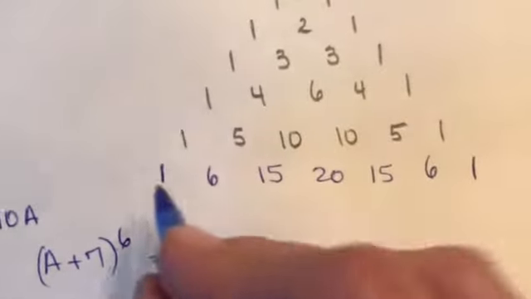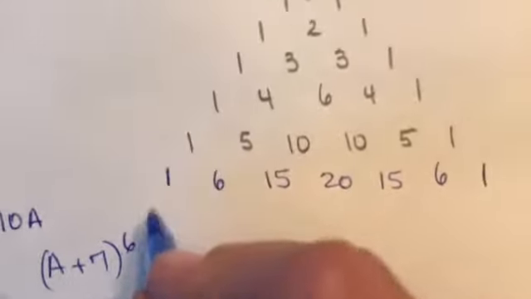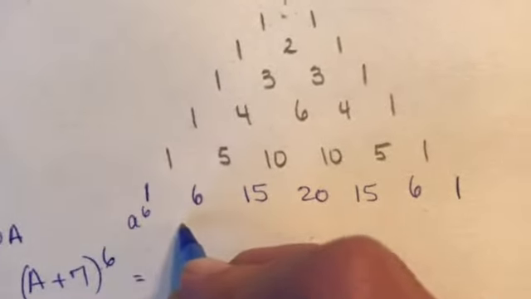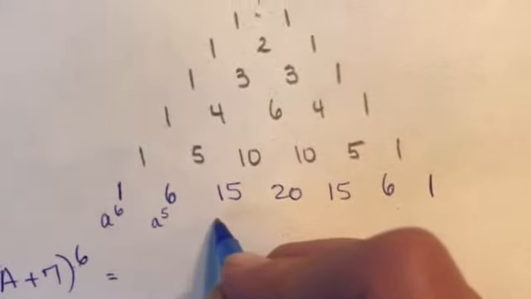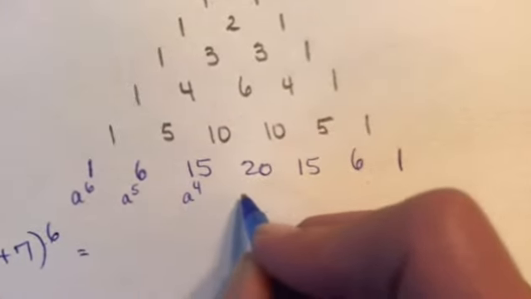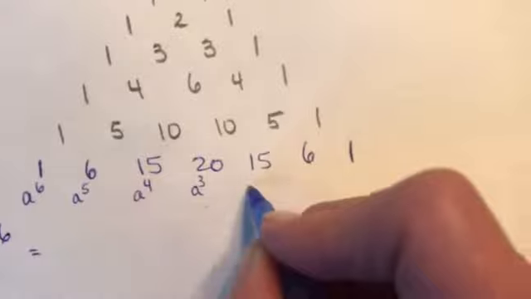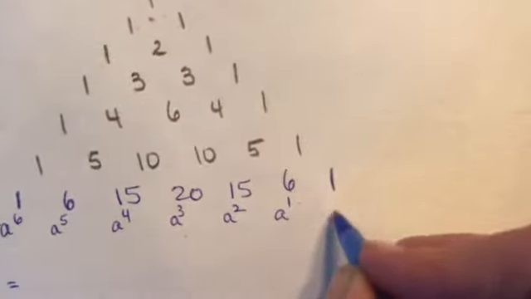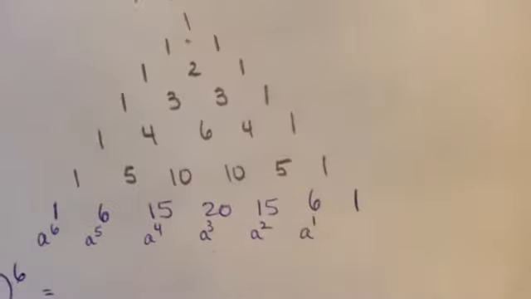So what I need to do is go ahead and write this. This is going to be my first term to the 6th. And I'm going to go downhill in my exponents: a to the 5th, a to the 4th. So I'm going to keep going downhill. This is a to the 1st. This would be a to the 0, or basically no a's. And then I'm going to go backwards.